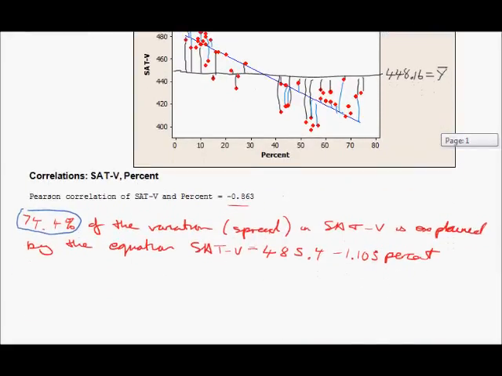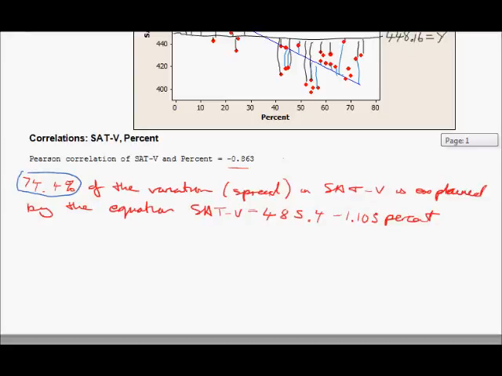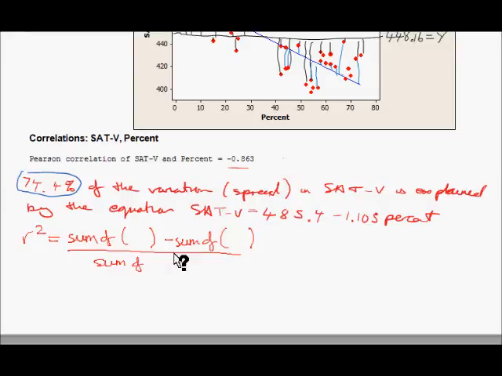So let's get a little more room down here. We can still see some of those lines here. So what does R squared calculate? Let me use a different color since I'm going to be using both blue and black for those lines. So R squared is the sum of, I'll put parentheses here, minus the sum of, put a parenthesis here, divided by the sum of another parentheses. Okay, what are these parentheses for? Well, we're going to take those lines.